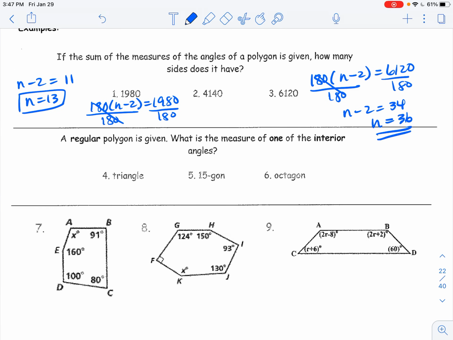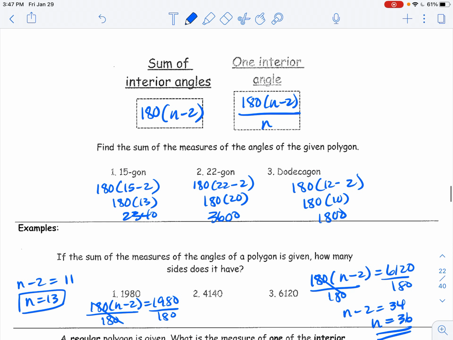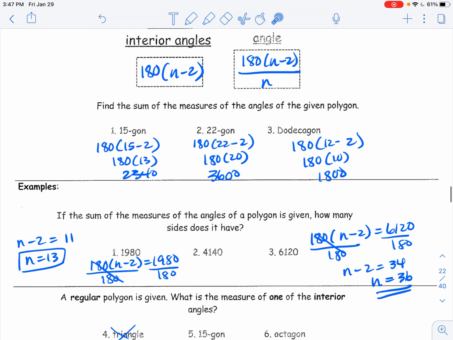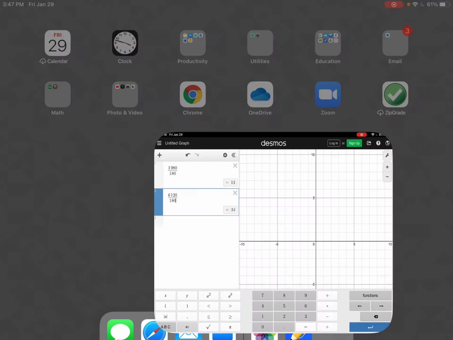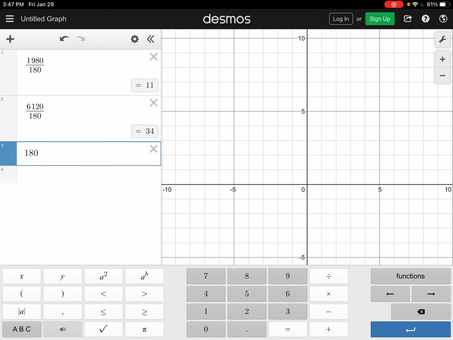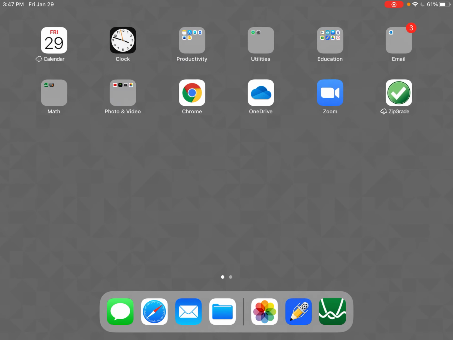A regular polygon is given. What is the measure of one of the angles? Okay, so I'm not going to do the triangle. Let's do the 15-gon. All right, so if I want to know one of the angles, remember, we would have to divide that by n. So 180 times n minus 2 divided by n. All right, so 180 times 13 divided by 15. Let's take that to Desmos. 180 times 13 divided by 15 is 156.